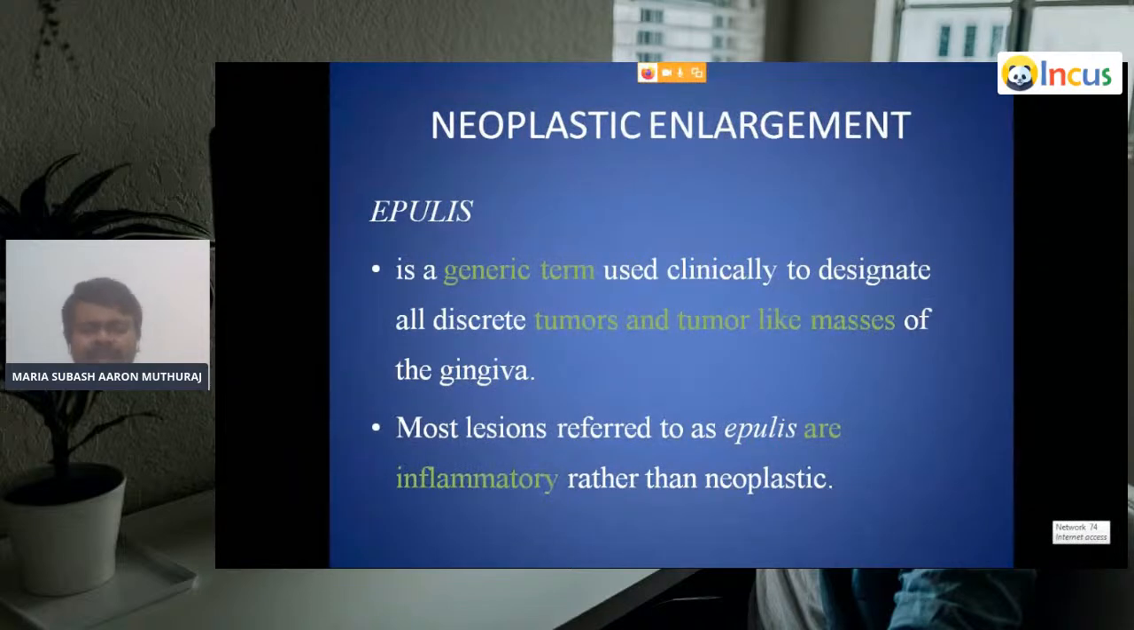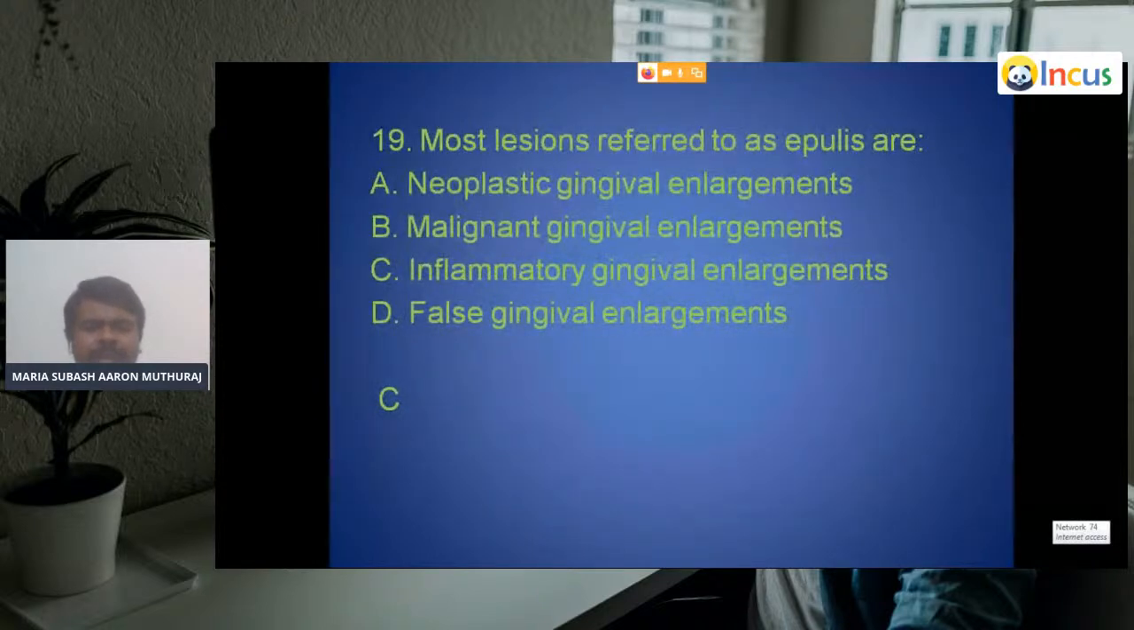Mostly the lesions referred to as epulis are inflammatory. Epulis is an inflammatory lesion rather than a neoplastic lesion. Therefore, the answer should be C. Most lesions referred to as epulis are inflammatory gingival enlargements.